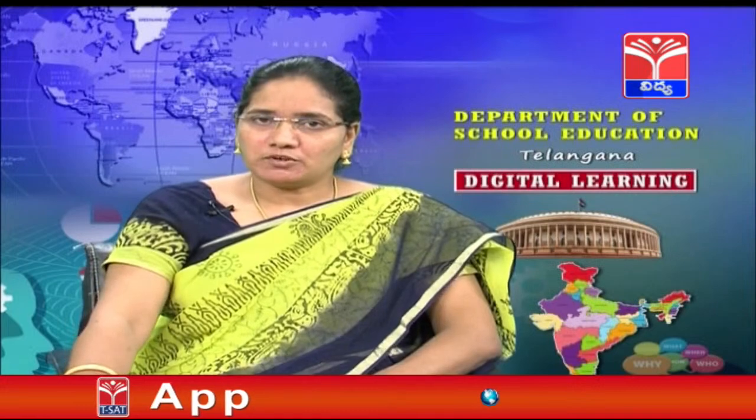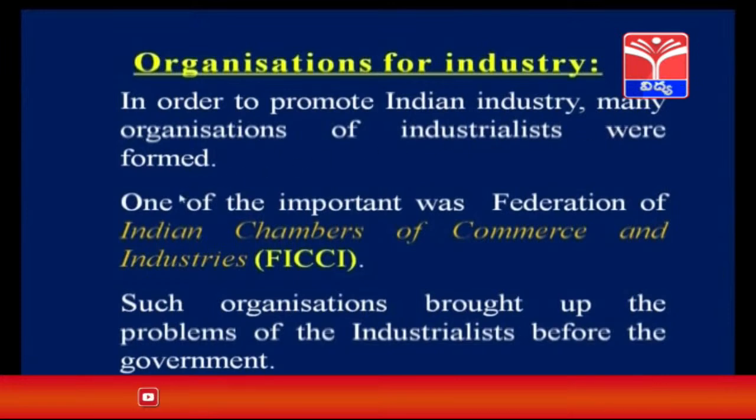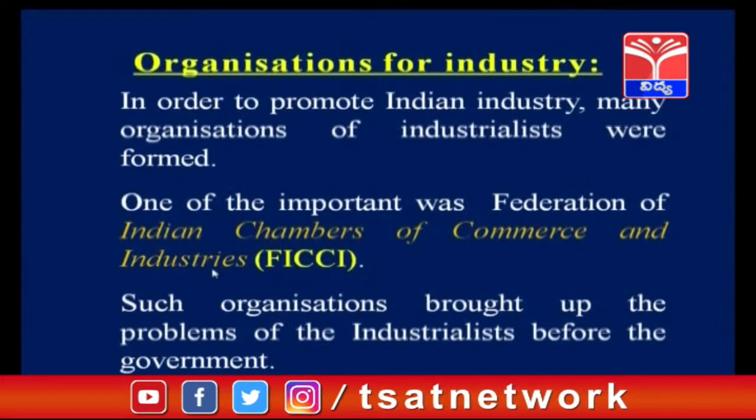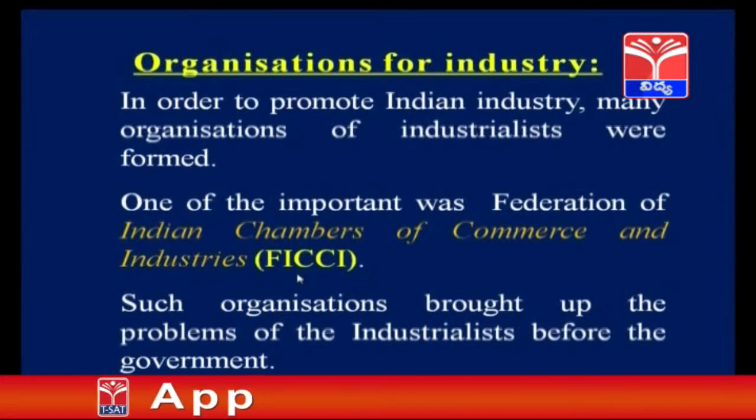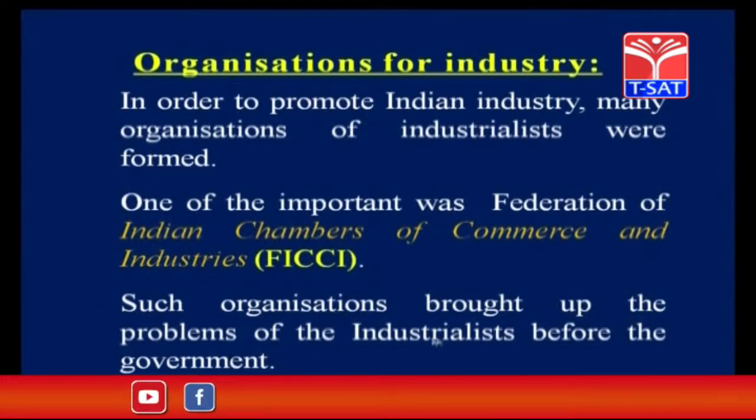In order to promote Indian industries in our country, many organizations of industrialists were formed. One of the important ones was the Federation of Indian Chambers of Commerce and Industry. In short, it is known as FICCI. It was an organization set up in 1927, and such organizations brought up the problems of industrialists before the government.